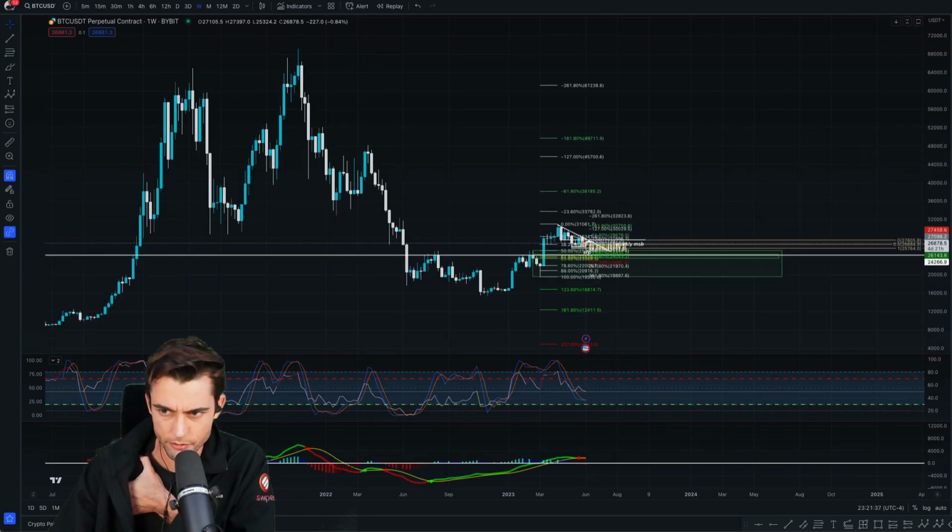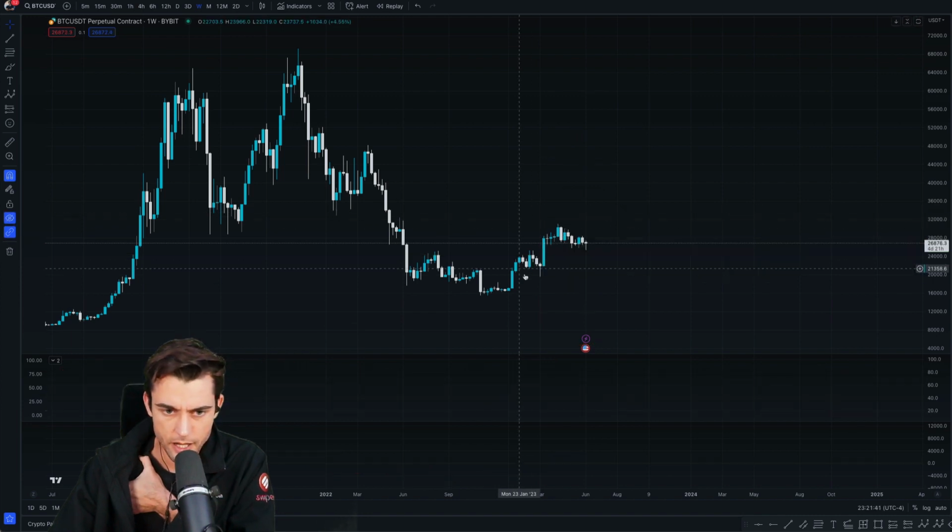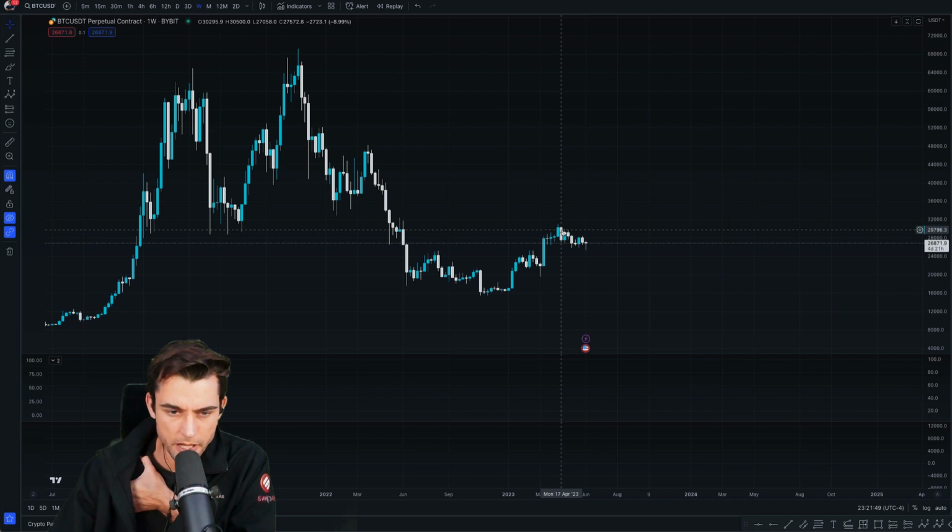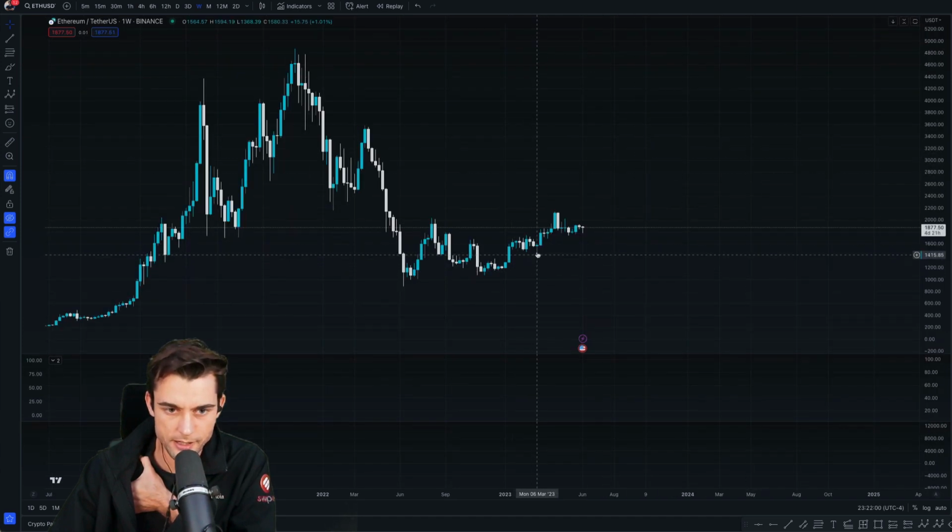Let me go back to Bitcoin real quick and just take this off. We have the high, the low, the higher high, higher low. Yeah, see, Bitcoin is bearish because we have the high, the low, lower high, lower low, lower high. So yeah, that's bearish. But Ethereum has the high, the low, the high, the low, the high.